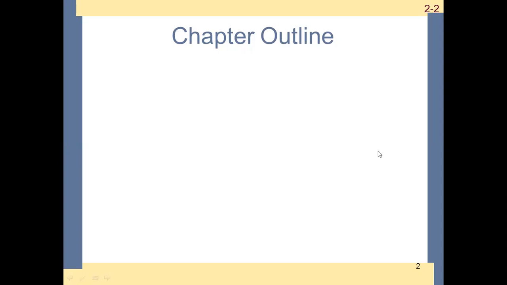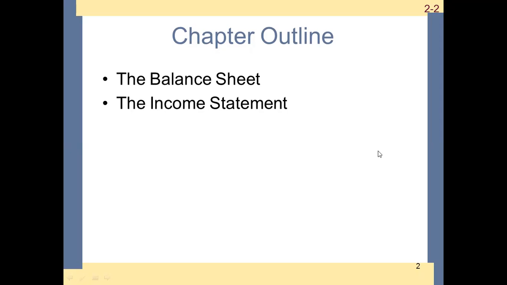Now let's discuss the chapter outline. It includes the balance sheet, the income statement, taxes, and cash flow. So balance sheet is also known as the statement of financial position of a business. Income statement is also known as the statement of comprehensive income. Taxes, we'll try to look into the calculation of different types of taxes, and the cash flow statement, how it is made and why it is so important for making decisions of the business.